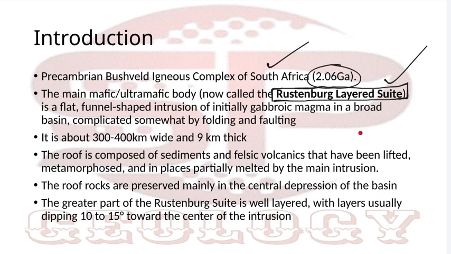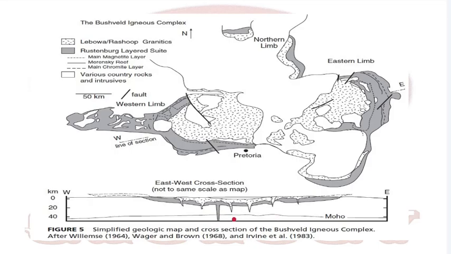It is about 300 to 400 kilometers wide and 9 kilometers thick. This is 9 kilometers thick. Even the Bushveld complex forms near the Moho. You can see this diagram. Did it cross the Moho discontinuity? What is the difference between seismic Moho and petrological Moho? The Bushveld complex.